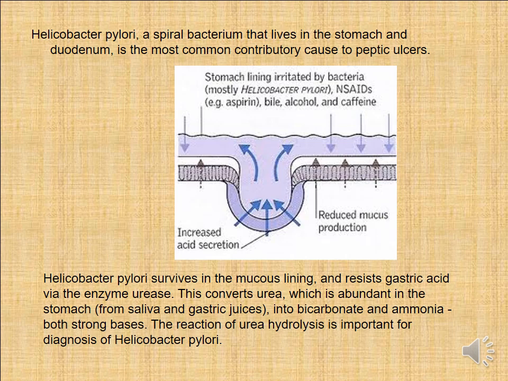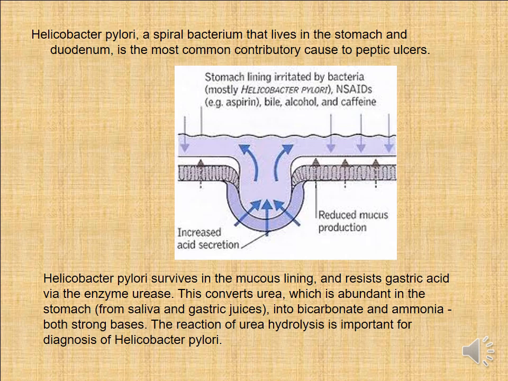The etiological factor is microbiological, caused by a bacterium called Helicobacter pylori. It is a spiral-shaped bacterium that lives in the stomach in normal conditions, and in the duodenum. It is the most common contributory cause of peptic ulcer. This is a normal commensal that lives within the stomach, but if it becomes aggressive, it leads to peptic ulcer.